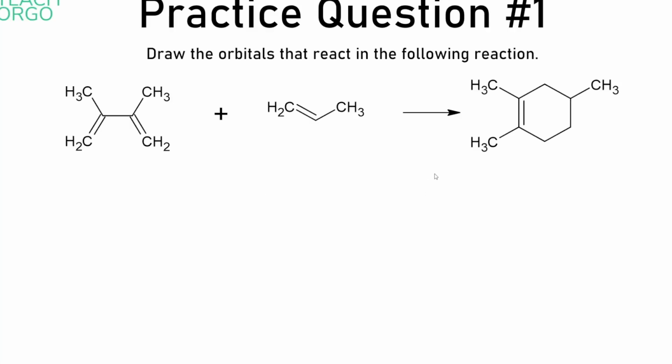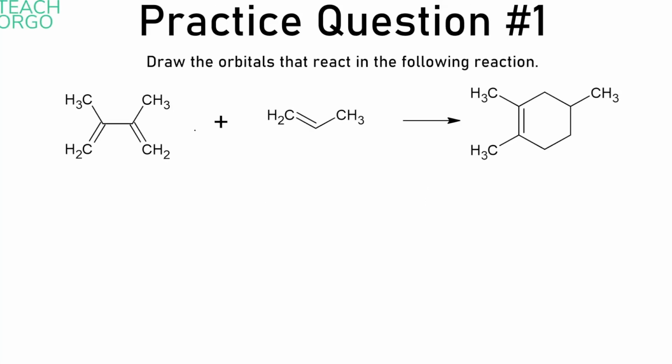This reaction might be a little scary, but that's okay. The whole point of this video is not to learn Diels-Alder or conjugation in depth. I just want you to get the surface definition. I really want you to know how to apply the molecular orbital theory that we did in the first video to these types of problems. So really, all we're doing is drawing the orbitals that react in the following reaction.